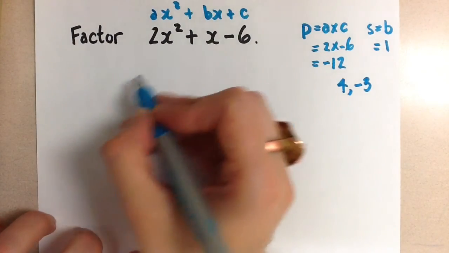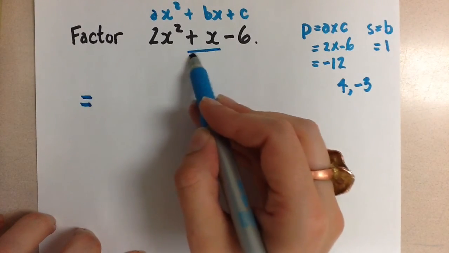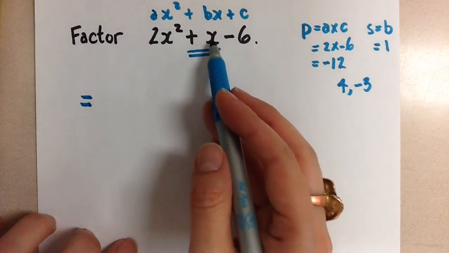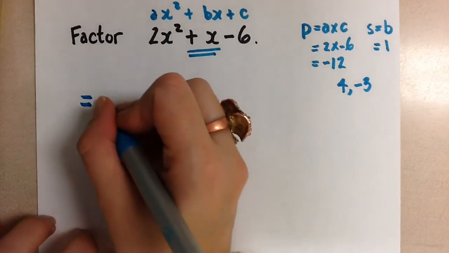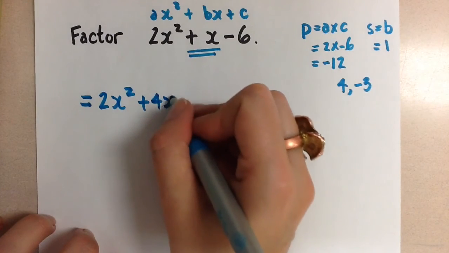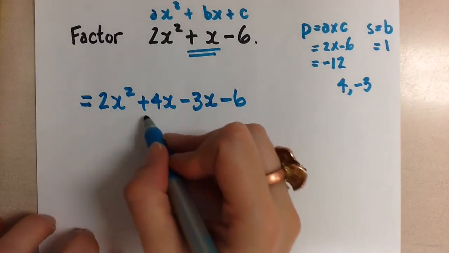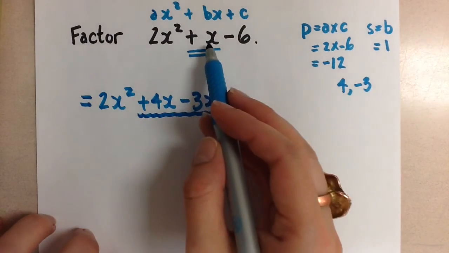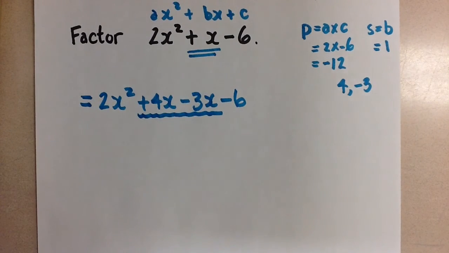So now to factor this, I'm going to bring it over here. I'm going to break up this middle term into these two numbers. So the 1x will be broken up into 4x minus 3x. It'll look like this: 2x squared plus 4x minus 3x minus 6. Notice these two terms, if we add them together, we get the original middle term back. So we haven't actually changed the equation at all.